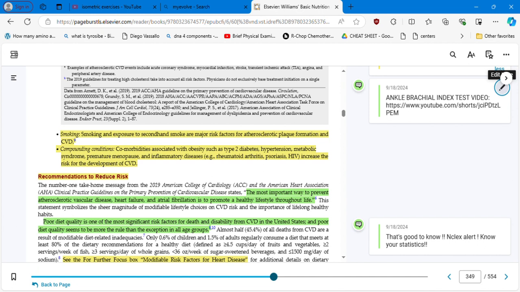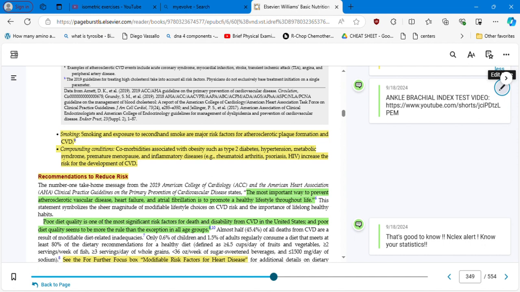Smoking causes vasoconstriction. Do you remember I explained to you the two properties of the vessels? They are flexible, they are elastic, and they are permeable. So if you are a smoker, you're going to cause vasoconstriction. The vessels are going to become very rigid.